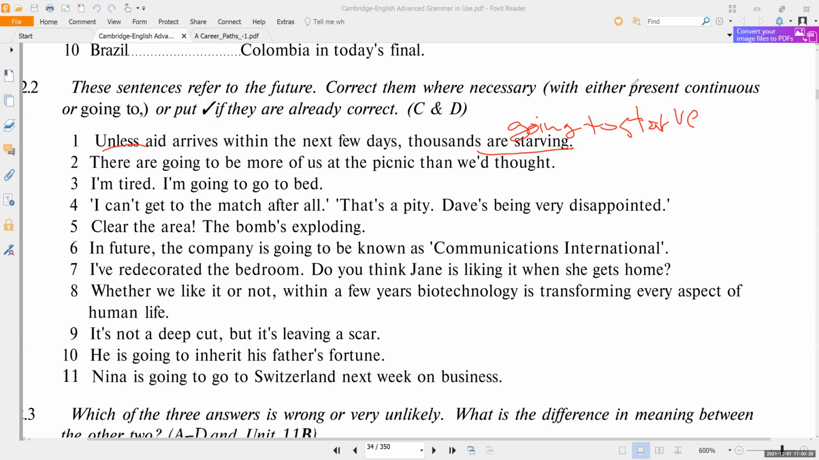إذن هنا number 2, there are going to be more of us at the picnic than we had thought. إذن number 2 is okay لأنه يتوقع شيء. حيكون عندنا there are going to be more of us، حيكون في عدد كبير من عندنا في الرحلة أكثر من التوقع. أيضا هذا خارج عن الموضوع.